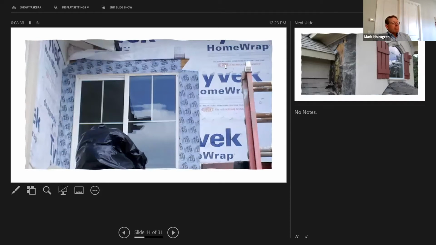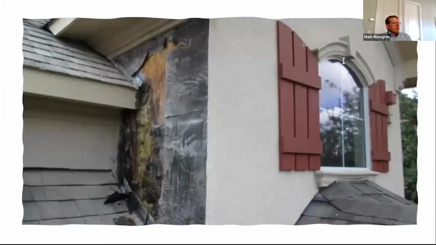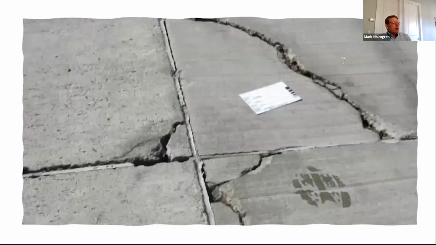Here's some examples around a window. This is not the right way to flash a window. You can see in the top right corner of the window there, where they have that building paper going behind the window flashing, that's not how it should be. It should be the opposite. The window flashing should go over that to help keep rain out of the building. Here's an example where you have a roof constructed improperly and you have all that wood rot on the OSB there on the vertical wall.